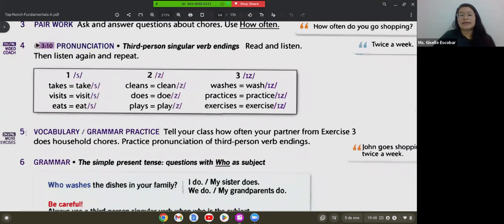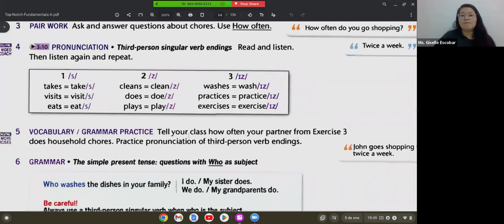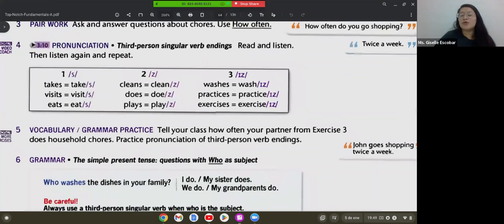the fifth activity. It is a vocabulary and grammar practice. In this one, we are going to tell the class how often our partners from exercise 3 do household chores. So practice pronunciation of third person verb endings. Nos está pidiendo acá que le digamos a la clase qué tan seguido nuestros compañeros con los que hicimos el ejercicio número 3, qué tan seguido ellos hacen las tareas del hogar. Y nos dice, practica la pronunciación del final de los verbos en tercera persona.